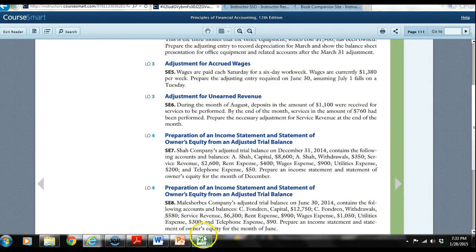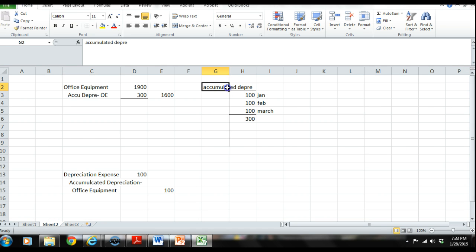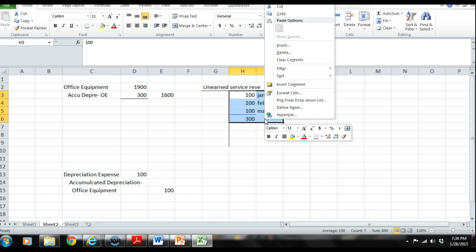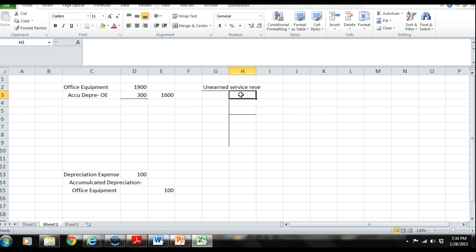So let's pull this up again. Let's look at this account, and we're going to call it Unearned Service Revenues. And what did it start with, guys? It started with $1,100. The balance was $1,100. The amount that had been performed was how much? $760. So we no longer have $1,100 that hasn't been performed. We now only have $340 that hasn't been performed, correct? Because $760 has been utilized.